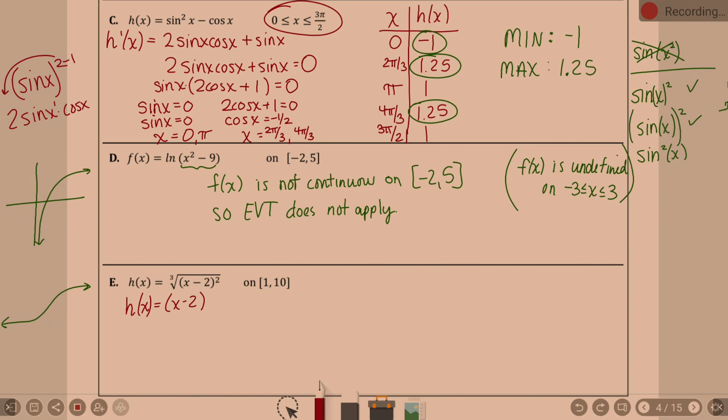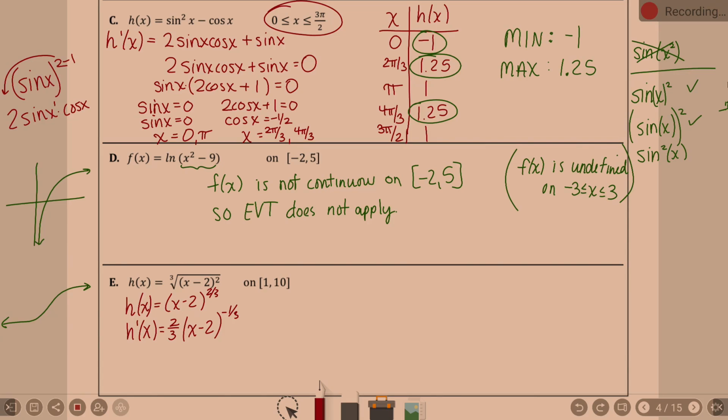Before you take the derivative, what's another way to write this? x minus 2 to the 2/3. Are you with me? Yes. That is necessary before you can take the derivative. So now, the derivative: 2/3 times x minus 2 to the 2/3 minus 1, which is negative 1/3, times the derivative of x minus 2, which is 1.